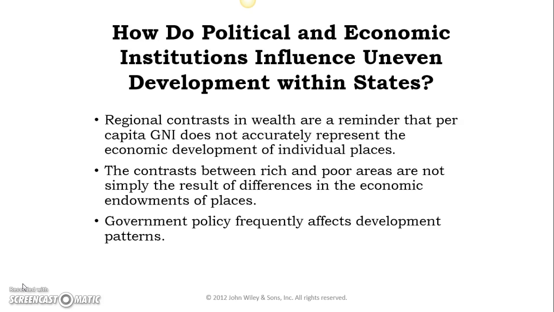And the contrasts that we see between rich and poor areas are not just the result of differences in economic endowments, okay? So it's not just about what resources they have available, because the reality is a lot of the poorest areas of the world have some incredible resources. What it really comes down to is government policy, and not just government policy, but also government efficacy in enforcing policy.